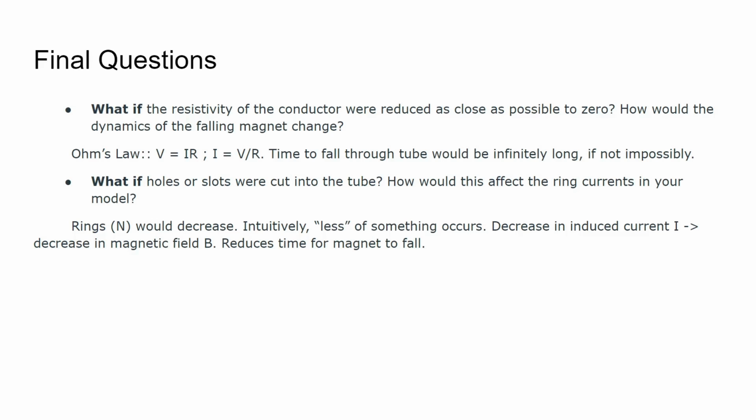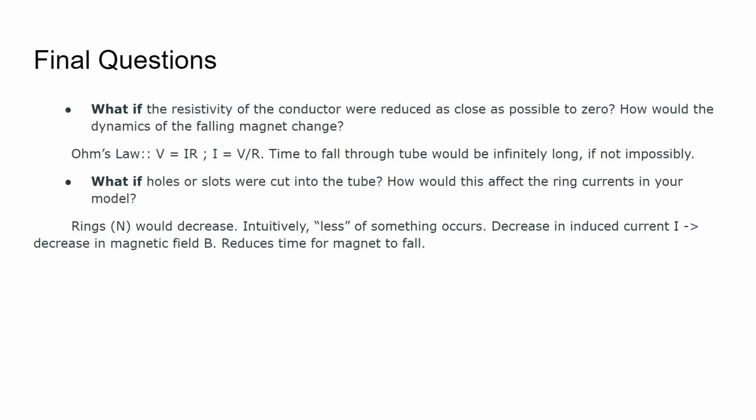Final questions. What if the resistivity of the conductor was 0? How would that change the dynamics? Ohm's law says V equals IR, so I equals V divided by R is also true. So given that R is 0, that means that V has to be pretty big, and so does I, if not even bigger. So the time to fall through the tube would be infinitely long, if not impossibly long.